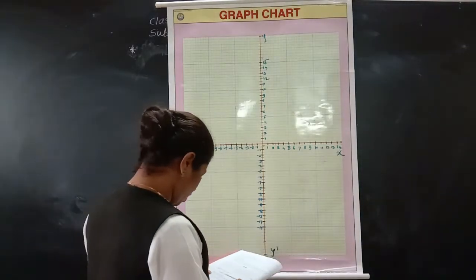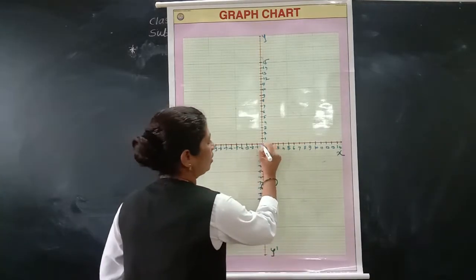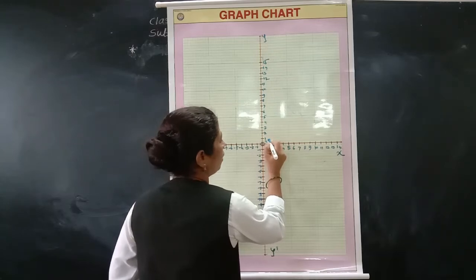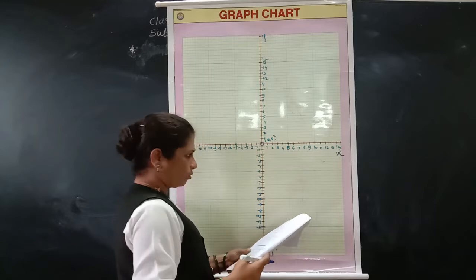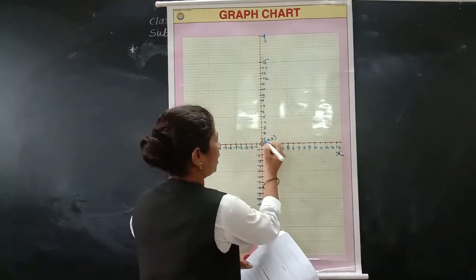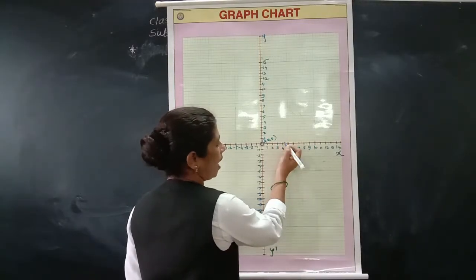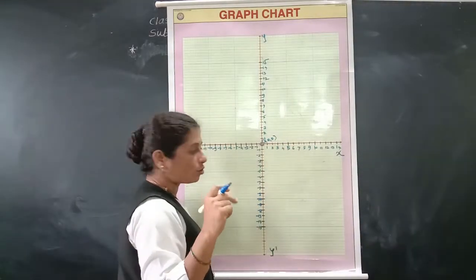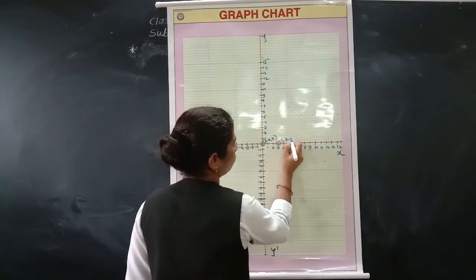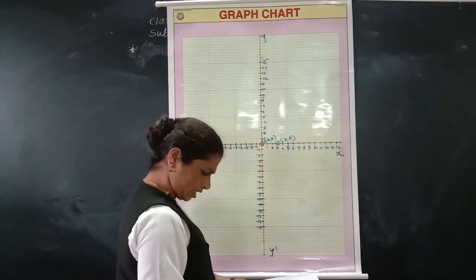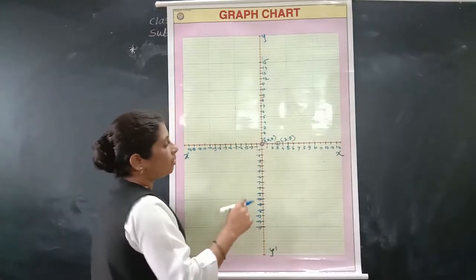See, the first question is the area of triangle formed by the points 0, 0. Your point is here. 0, 0, right? Then the second point is 3, 0. This is the O point, the origin, right? The next is 3, 0. So 3 on the x axis and 0 on the y axis. So that point will come here, 3, 0, right? And the third point is 0, 6. 0, 6 means 0 on the x axis and 6 on the y axis.